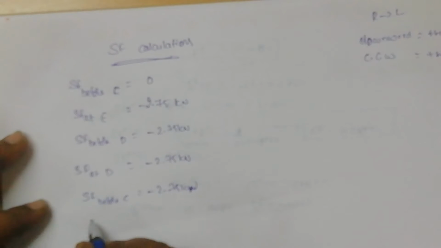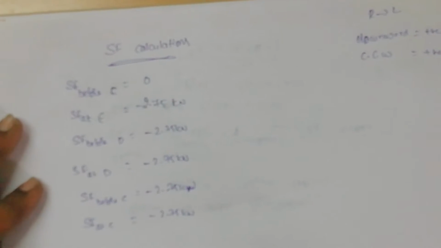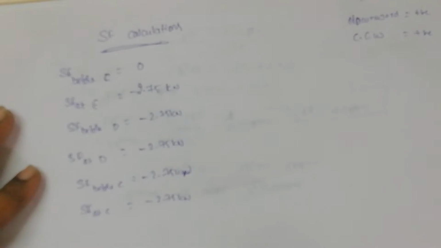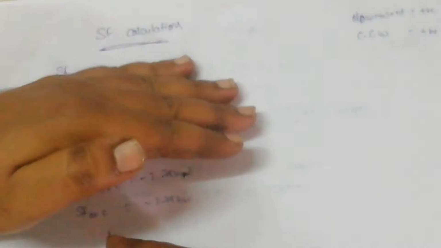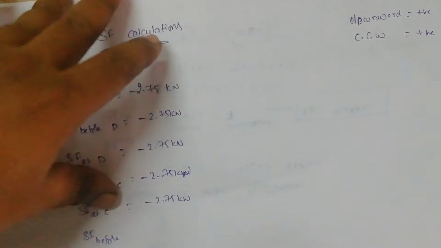Next is shear force at C. At C also we don't have any load, so this value remains the same. Okay, next is shear force before, what is the next point we are having? After C we are having B point.